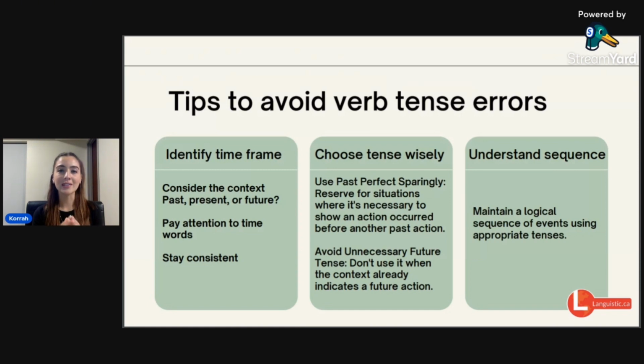And avoid unnecessary future tense. The reason I say this is don't use it when the context already indicates a future action. You don't need to be repetitive. And finally, understand sequence, okay? Maintain a logical sequence of events using the appropriate tenses. This is pretty confusing, but I will get a video out for you guys soon where we talk about verb tenses in greater detail and how to know the difference and how to use them in your writing, because this is a loaded topic that we could talk about in a lot of detail.